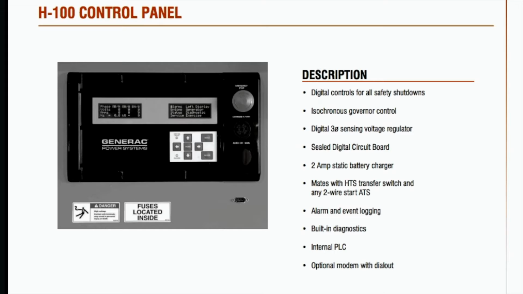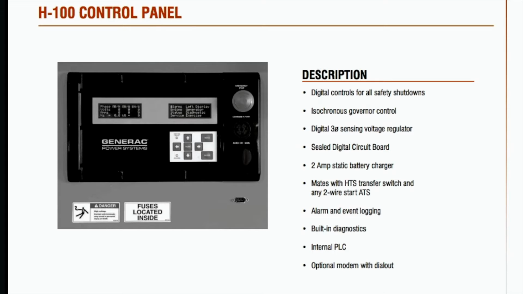So first we're going to talk a little bit about the H panel and some of its functions. The H100 control panel, it's an electronic control box that functions as an advanced standby generator controller. It has a lot of flexibility. It has a familiar user interface in form of GenLink DCP, so you can monitor and change the parameters in the unit.